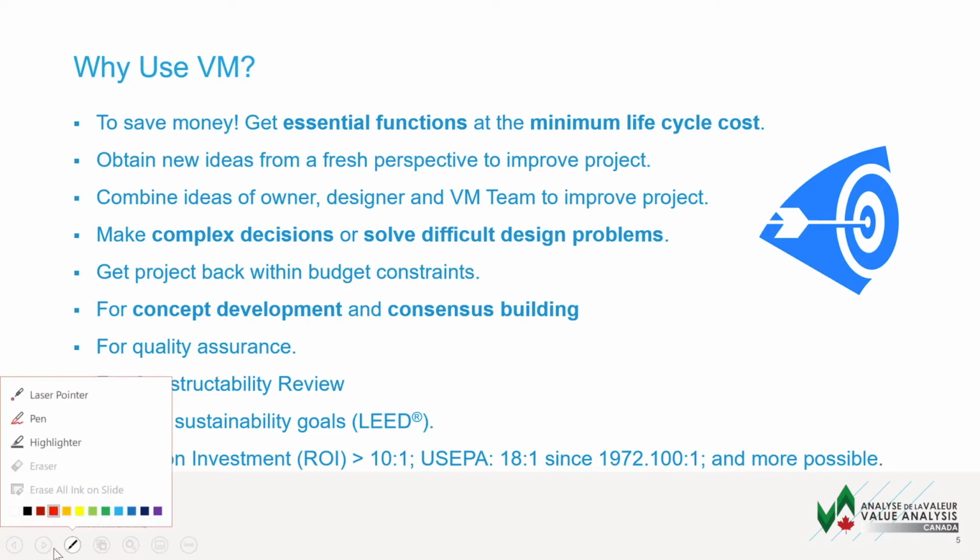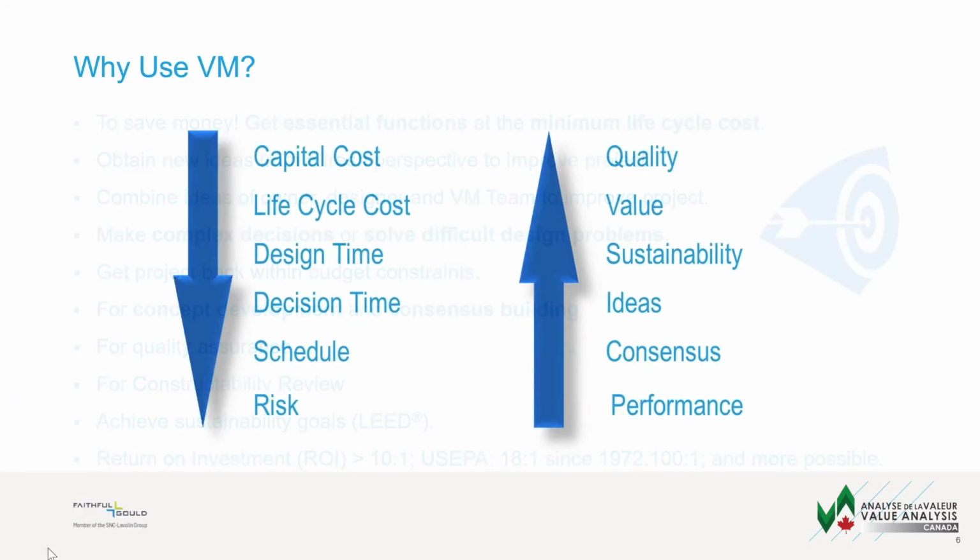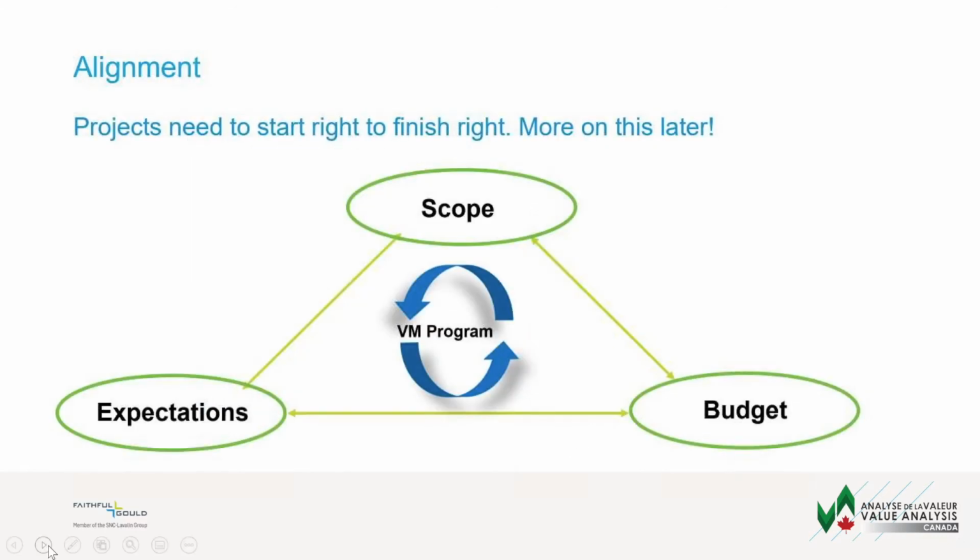Let's go next. This is just a simpler way of looking at it. We want to reduce capital costs, life cycle costs, but we also can reduce design time, we can reduce decision time, and we can reduce schedule and risk. And on a positive side, we can improve quality, improve value, improve sustainability, improve the number of ideas, increase consensus, and increase the performance of the project. So these are all goals that we are searching for when we're doing value management.